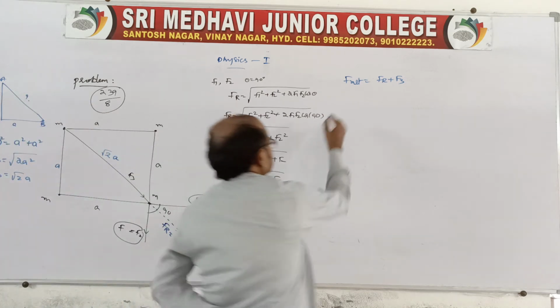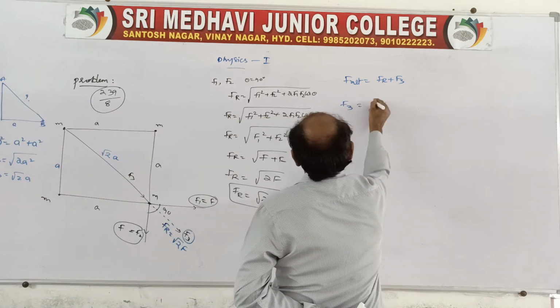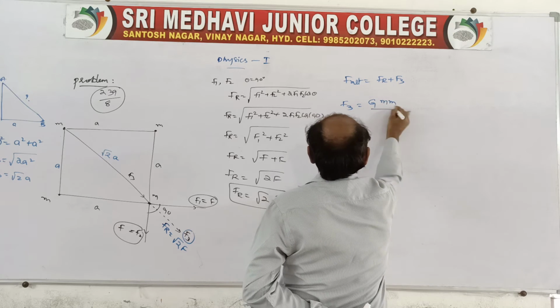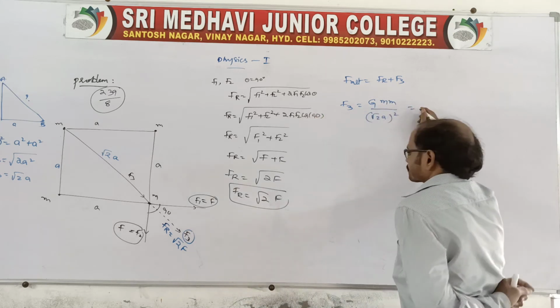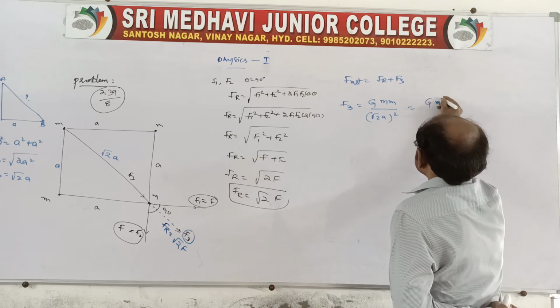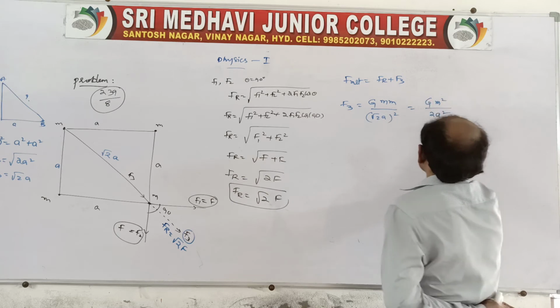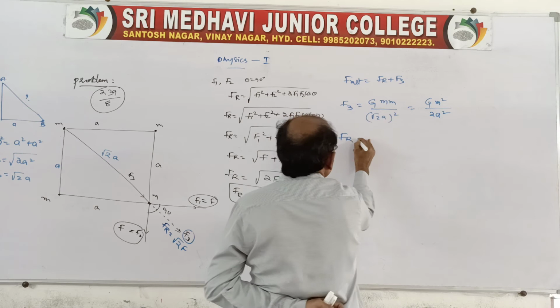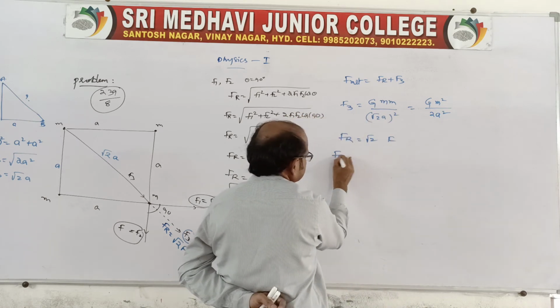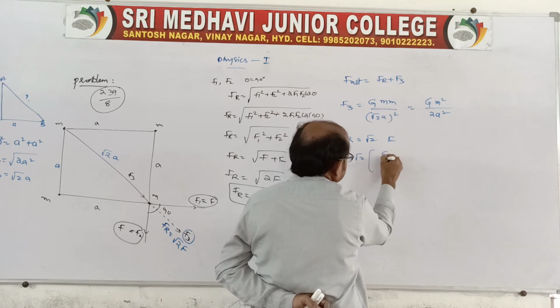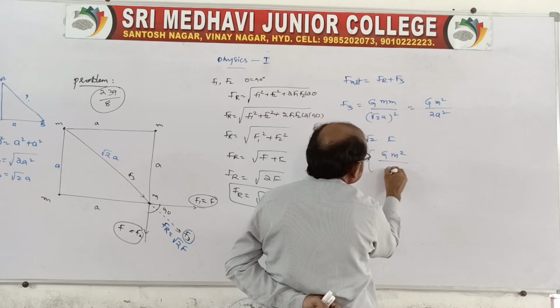Now here you write F3. F3 is equal to GM square by root 2A whole square. Therefore, it is GM square by 2A square. And Fr is nothing but root 2 F. Again you write Fr is equal to root 2 into GM square by A square.